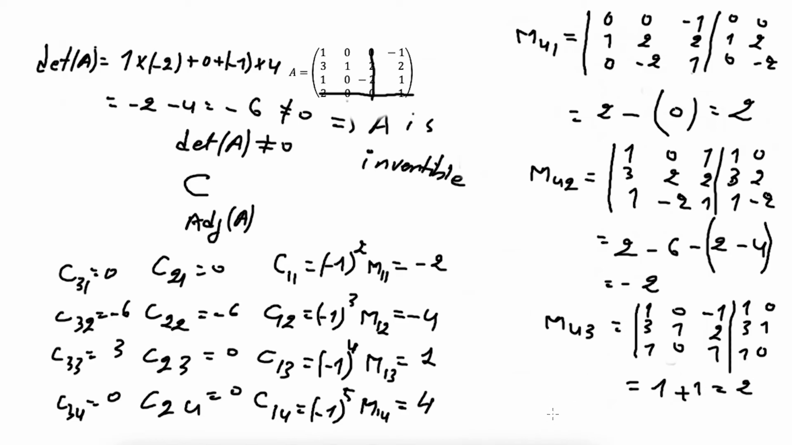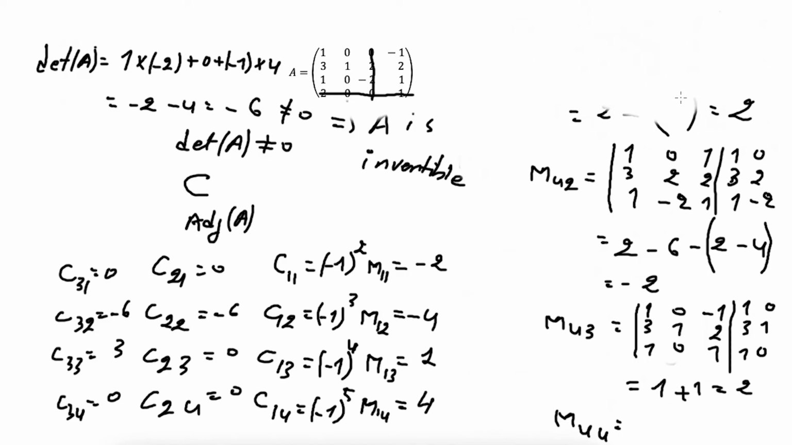And the last one is M44, which is equal to, so let's erase this space here. We know that M41 is equal to 2, so we'll write this space to compute M44 here. M41 is equal to 2, and M44, which is equal to, so this element 1 here, let me write this.